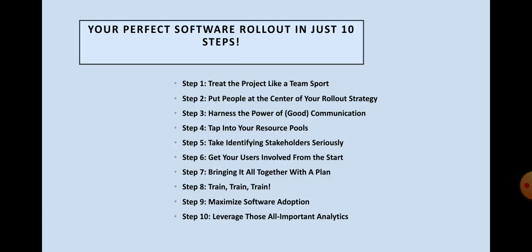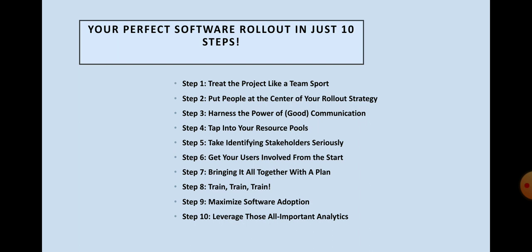Your perfect software rollout in just 10 minutes. There are 10 steps involved. Step number 1 is treat the project like a team sport. The second one is put people at the center of your rollout strategy. Step number 3 is harness the power of good communication. Step number 4 is tap into your resource pool. Step number 5, take identifying stakeholders seriously. Step number 6, get your users involved from the start.